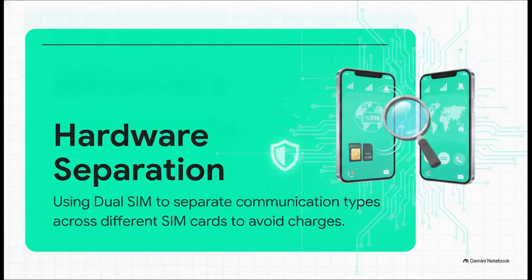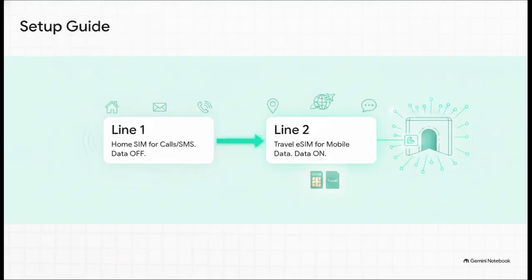What do you do? The answer is a brilliant little concept called hardware separation. And hey, this isn't some sketchy hack. It's exactly how modern dual-SIM smartphones, like any recent iPhone or Android, were designed to be utilized by savvy travelers. You're basically just dividing the labor between two different phone plans at the exact same time to avoid those nasty fees. By following these exact steps, you create the absolute perfect travel setup.